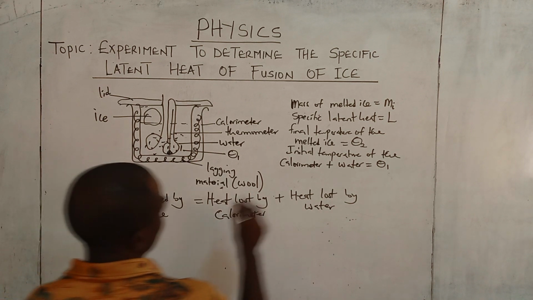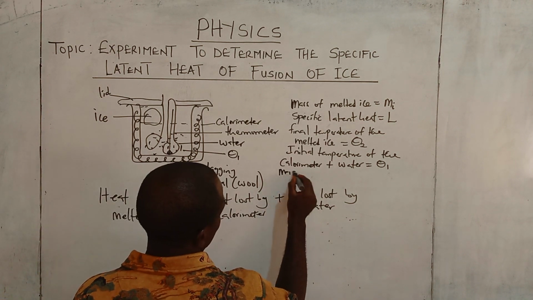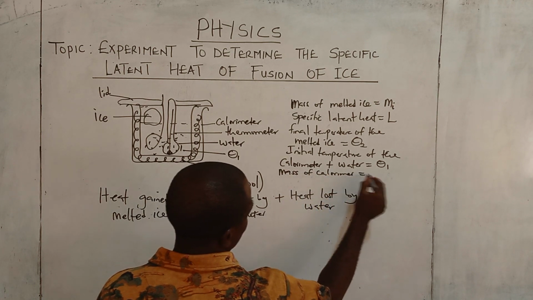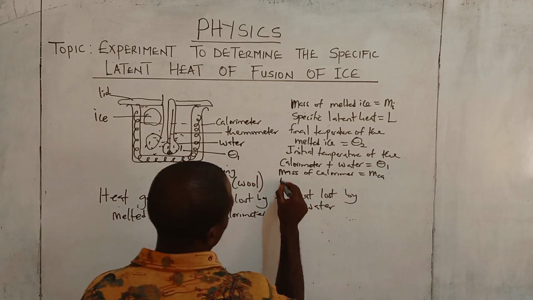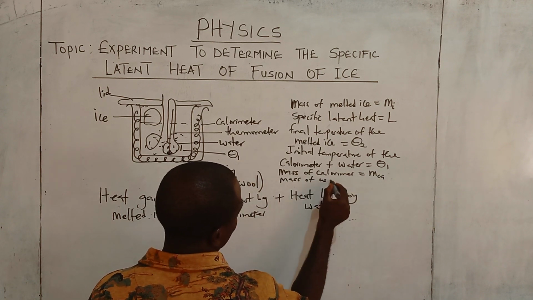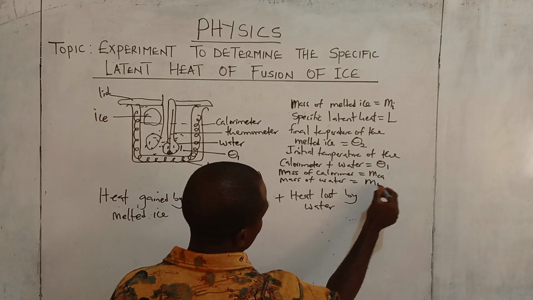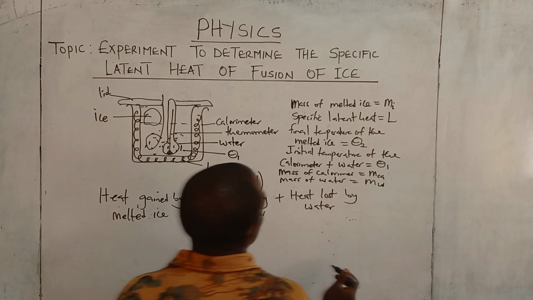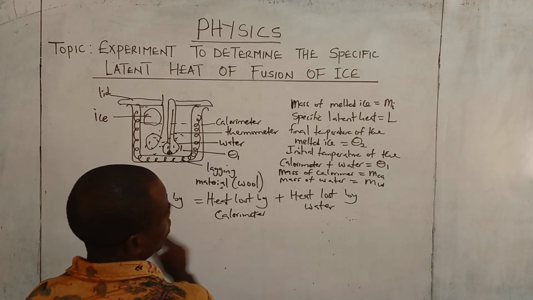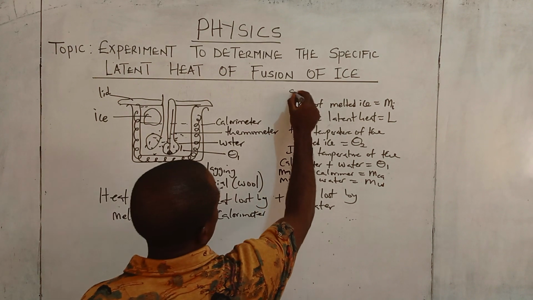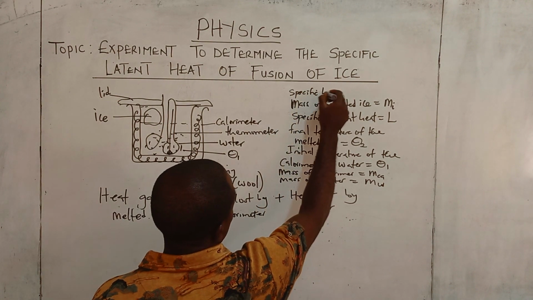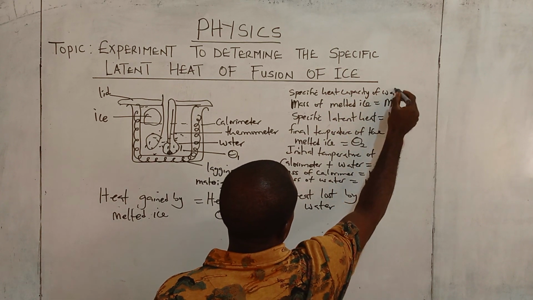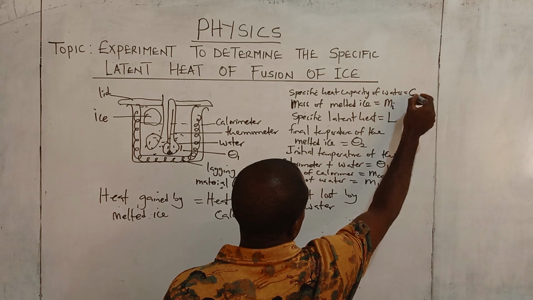Now let's call mass of calorimeter equals to Mca. Mass of water, let's call it Mw. Now let's say specific heat capacity of water equals Cw.